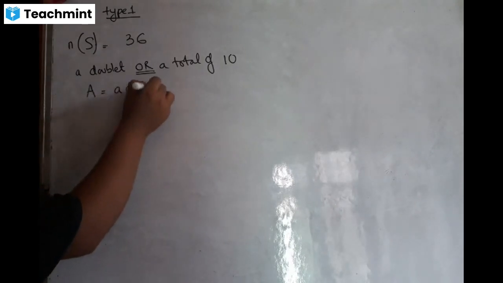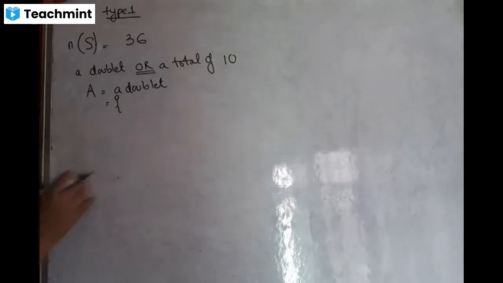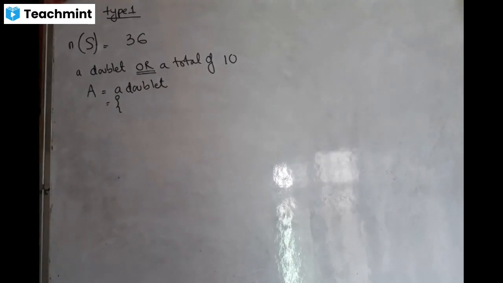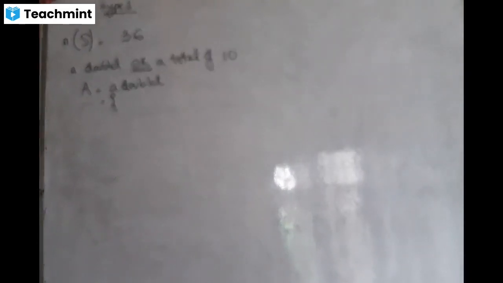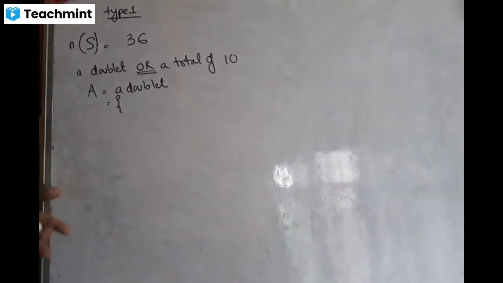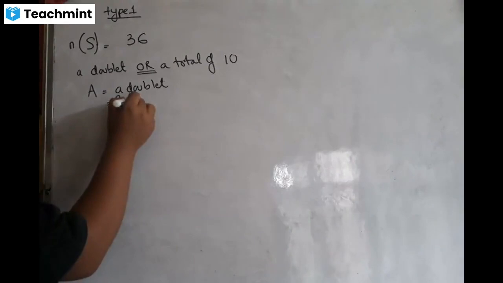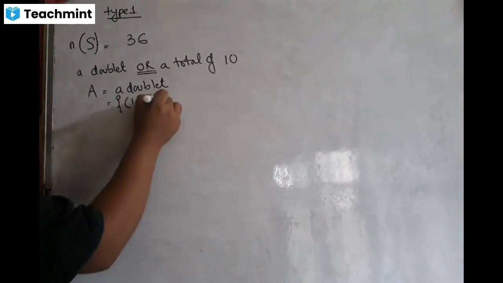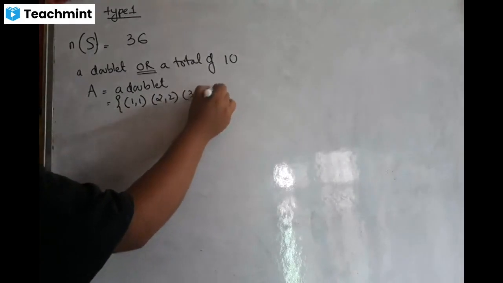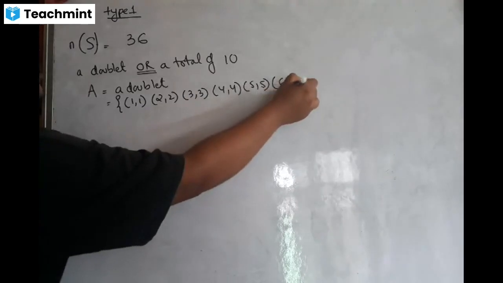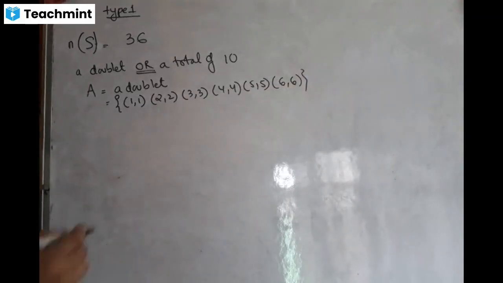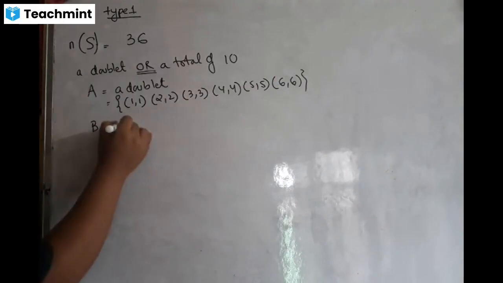Can anyone tell me what is the meaning of a doublet? Anyone? Just give it a wild guess. When two similar numbers come in each dice. Very good. Same numbers. That means the number on the first die and the number on the second die is same. That means if you get 1 on the first die, you're supposed to get 1 on the second die. 2 comma 2, 3 comma 3, 4 comma 4, and 5 comma 5, and sorry, 6 comma 6. Got it? And what is the event B?